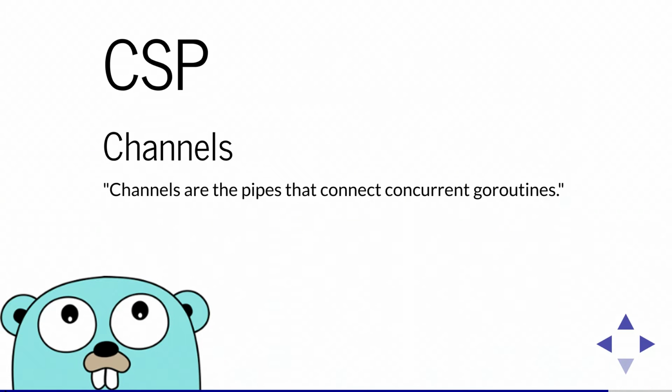So channels are how Go routines communicate. Some of them may be running for a long time, some of them may be running for a short time, but they need a way to communicate back to the main thread of execution. So channels are the pipes that connect the Go routines. You don't want Go routines without channels, they work side by side.